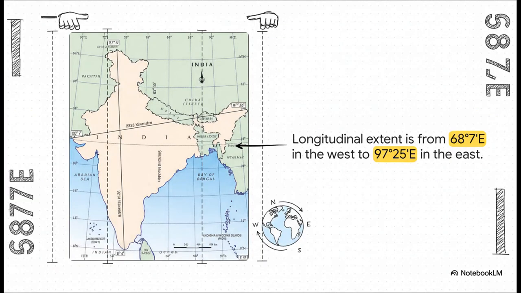And now, for the longitudes. These are the vertical lines, the standing lines. Our country extends from 68 degrees 7 minutes east in Gujarat on the western side, all the way to 97 degrees 25 minutes east in Arunachal Pradesh. Notice that both our values are north and east, confirming India's position in the northeastern hemisphere.